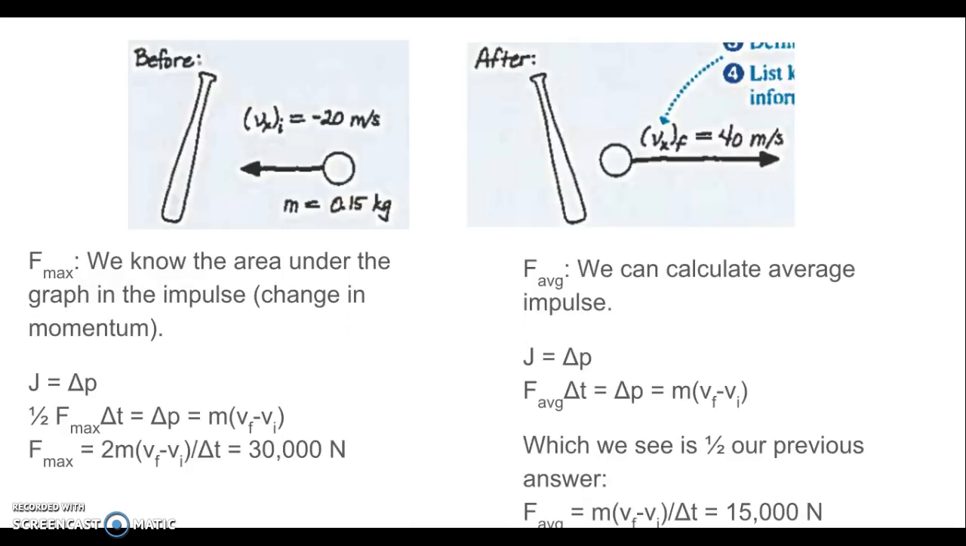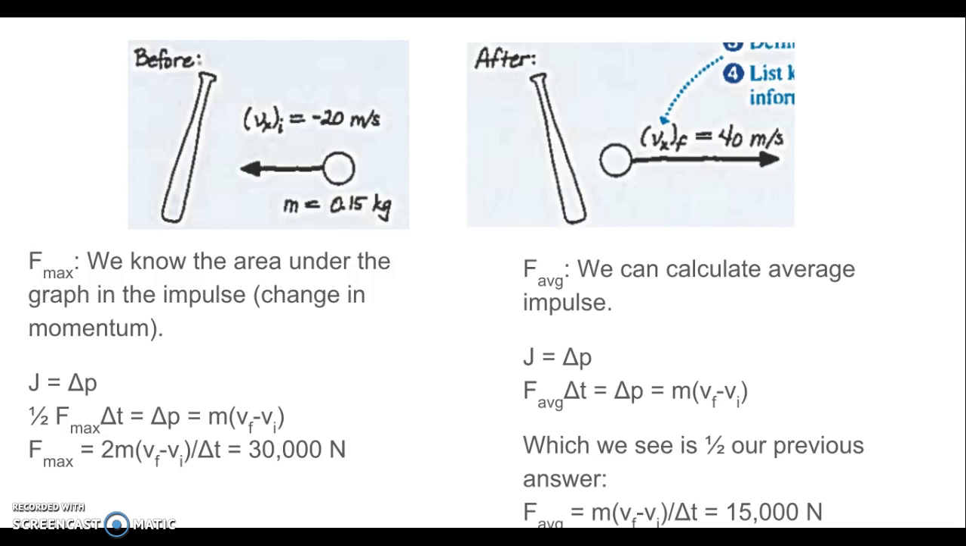So kind of drawing a diagram of this situation, I'm going to assume initially the ball is moving to the left. This ball has a mass of 0.15 kilograms and it's moving at negative 20 meters per second. After our collision, our ball is now moving to the right at 40 meters per second.